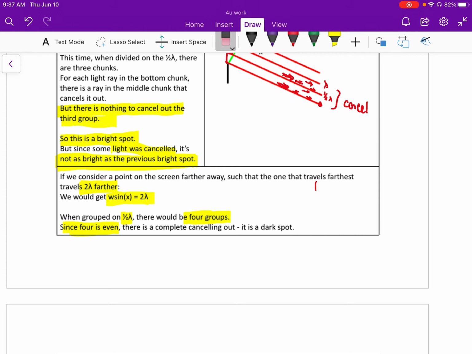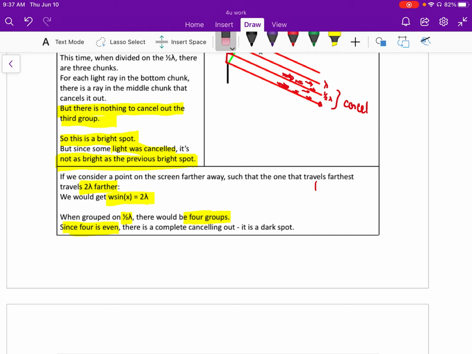So if you look at our pattern of where the dark spots were, they were at 1 lambda, we drew that one. They were at 2 lambda, I didn't draw that one. Definitely didn't draw 3 lambda. But the dark spots occur when we group on a half, we get an even number of groupings. So that means they occur at 1 lambda, 2 lambda, 3 lambda. The trig was W sine x was equal to those numbers. And from our small angle approximation, sine x is the same as y/L, so W y/L is equal to those numbers. So we can say that our dark spots occur at W sine x equals W y/L, and that's equal to n lambda.